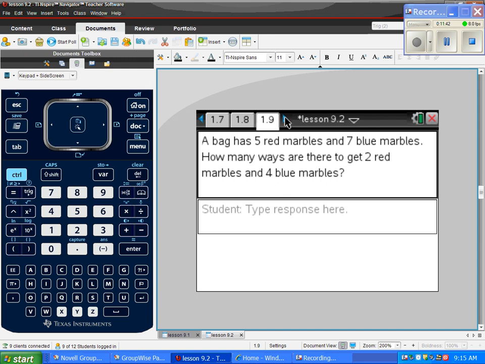Take a look at this example. What's going on here? It's something we haven't really seen before. I got a bag with five red marbles and 7 blue marbles. How many ways are there to get 2 red and 4 blue? What's different about this now, versus that other one where I just had 15 people and I chose 7? It's 2 different things, 2 different categories. Can I do it in one combination if I have 2 different categories? No. I got to break it up.